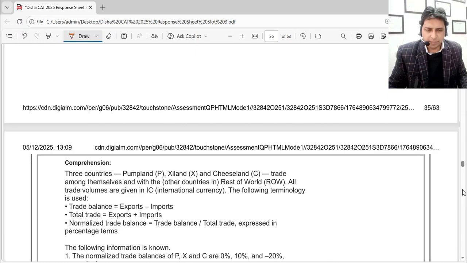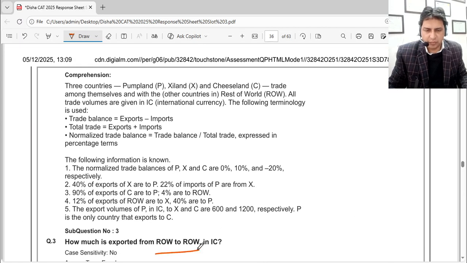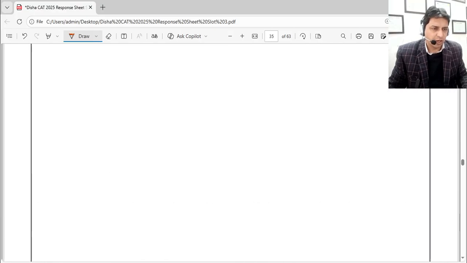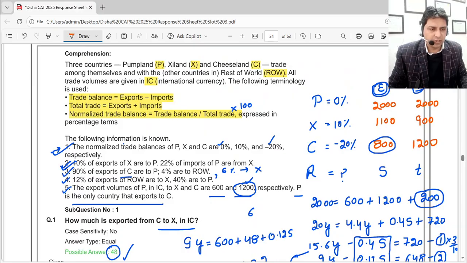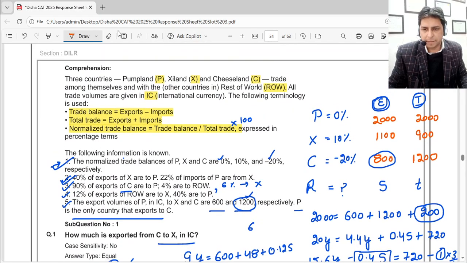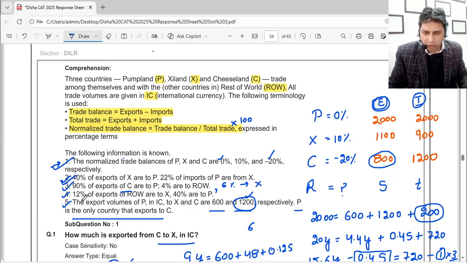Question number 3: how much is exported from ROW to ROW? Very catchy question it was. Because if we see the calculations carefully, we got 12% of export of ROW to X and 40% to P. It can't export further to C, because P is the only country that exports to C. So there's nothing which it is going to export to any other country.